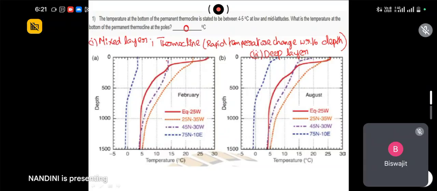And over the equator, the mixed layer temperatures are high, and we have a very steep thermocline. If you look at the temperature difference in the thermocline, we can see that it is very deep compared to the other latitudes. So that is the basic idea of the thermocline, and what the basic different layers in the ocean are.